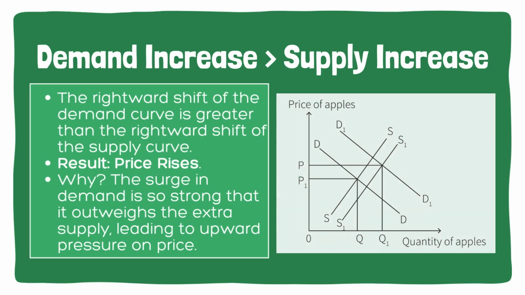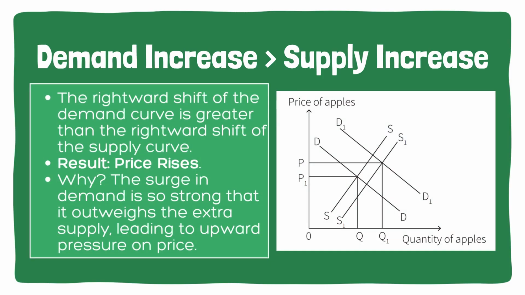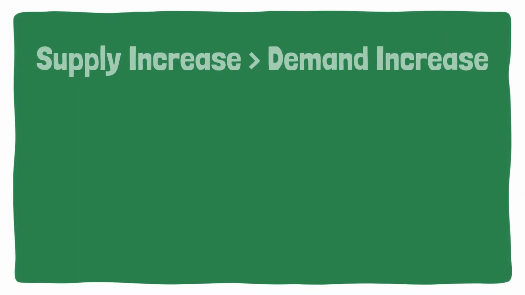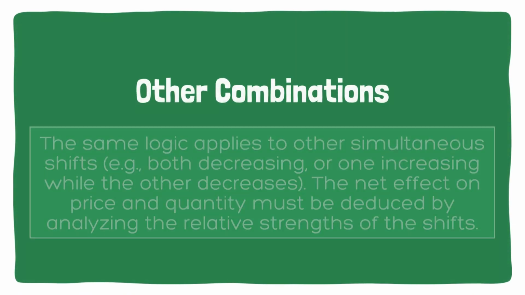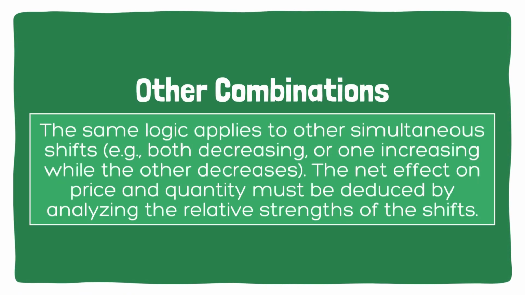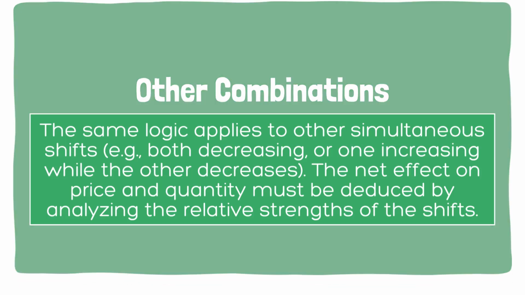If the increase in demand is greater than the increase in supply, price will rise because demand growth outweighs the additional supply. But if the increase in supply is greater than the increase in demand, price will fall because the extra supply dominates. The same logic applies in other combinations, such as when both decrease or when one increases while the other falls. The key is to analyze which curve shifts more and how strongly it affects the market equilibrium.